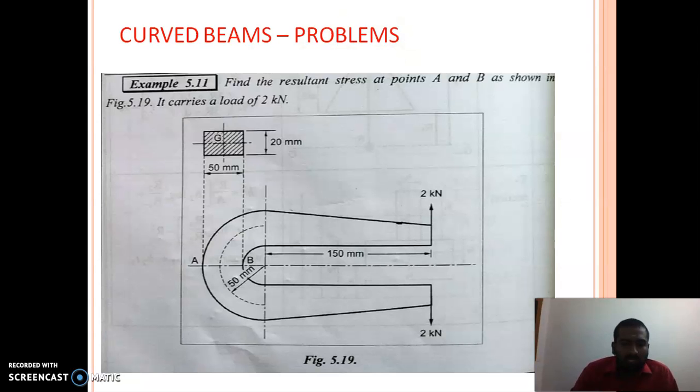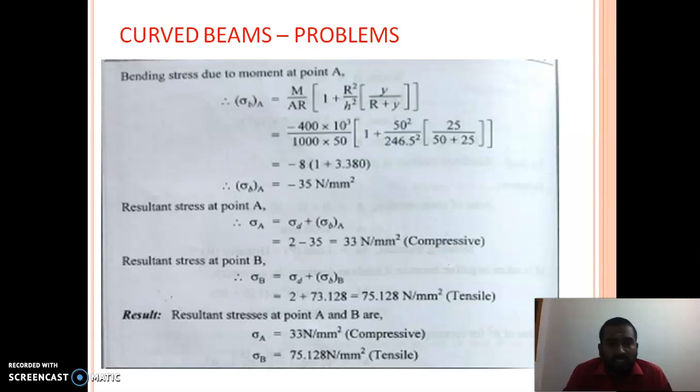Similarly, we are going to calculate bending stress at point A. So A lies on the outside part. So here we are taking it as plus y, 25 mm. So upon substituting again all these things, we are getting minus 35 Newton per mm square. So the resultant stress at point A is direct stress, it's tensile 2, and bending stress at point A is minus 35. Upon adding we get minus 33 Newton per mm square, which is 33 Newton per mm square compressive.